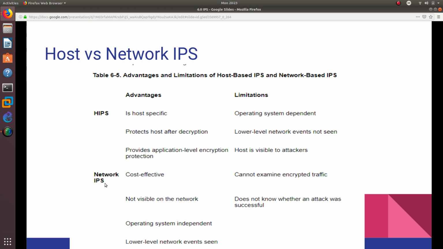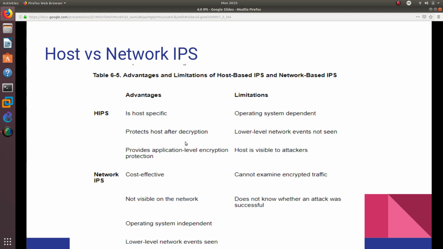For the network IPS, or NIPS, it is cost effective and not visible on the network, so the hackers cannot really see it. It is operating system independent, so it doesn't matter if you have Linux, Mac, or Windows installed on your computer. Lower level network events are seen, and the limitation of it is that it cannot examine encrypted traffic.